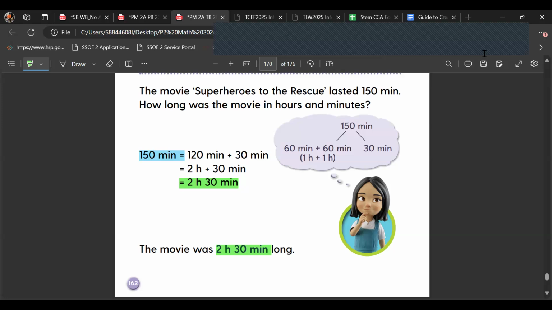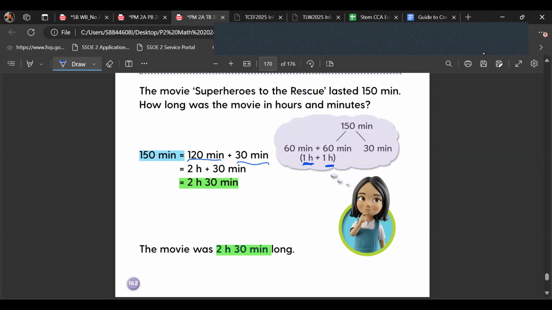Okay, you can see how our friend here converts 150 minutes to become 2 hours and 30 minutes because she's thinking that, hey, this is 1 hour, here's 1 hour, that's 60 minutes, here's 1 more hour, another 60 minutes, that gives me 120 minutes. Then I have half an hour, which is 30 minutes. I can add up to 2 hours and 30 minutes.